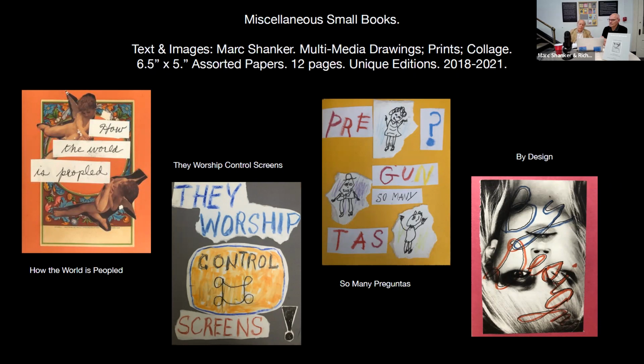And so I've done about 60 or 70 of these little books, and they're a lot of fun. It gives me a chance to explore different themes. So the first book is How the World is Peopled. I can't show that in the library here. It's really, what should I say, pornographic.